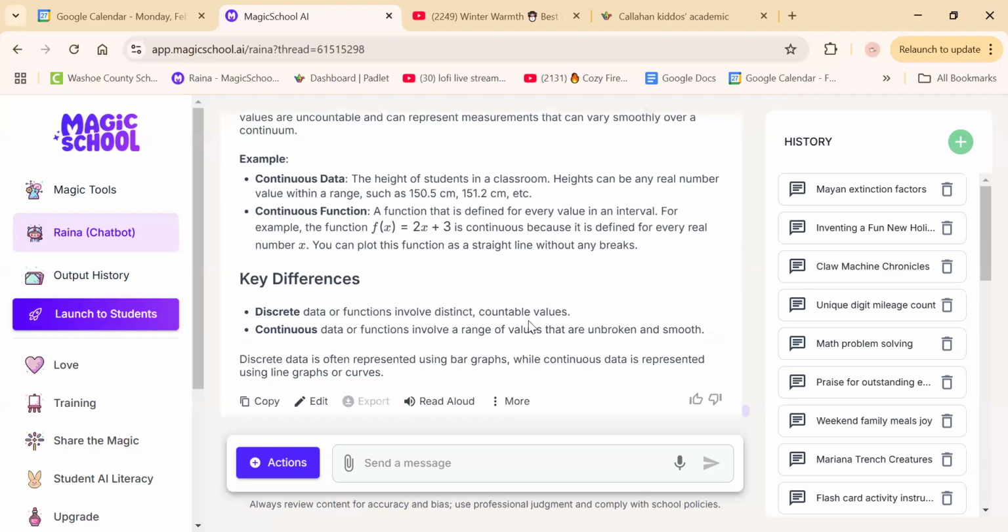So key difference. Discrete involves distinct countable values. Continuous involves a range of values, so you could technically do decimals with continuous, okay? Discrete data is often represented in bar graphs, while continuous is represented in a line graph or curve. And that makes sense because bar graphs are just linear with bars, right? Okay, that makes sense. All right. So you might want to write a little bit of this in your notebooks so you know the difference between discrete and continuous.